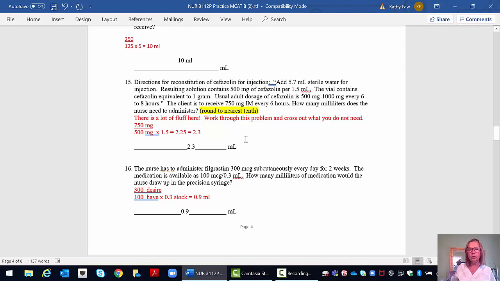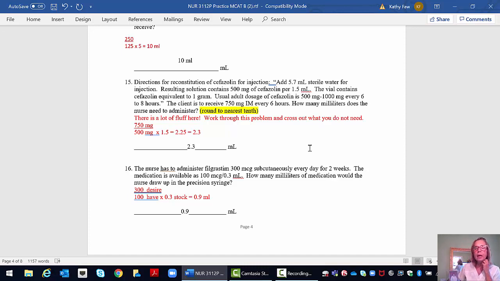All right, I see. Oh, this is a lot of information here, guys. So again, there's a lot of fluff, all right? So you've got to decipher exactly what the doctor wants the client to receive. What is your desire? What is your have, okay? So work through this problem, cross out what is the fluff and the stuff that you don't care about, because you've got to come up with the desired amount.